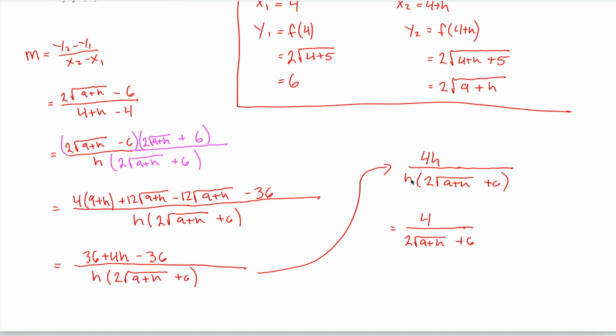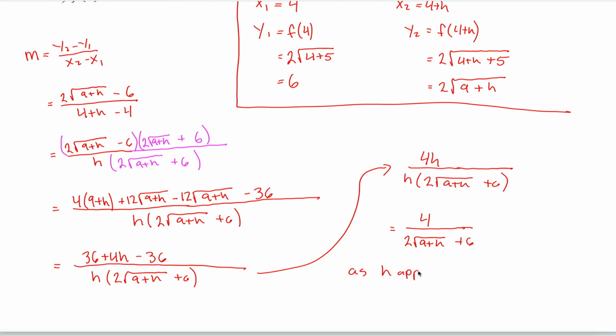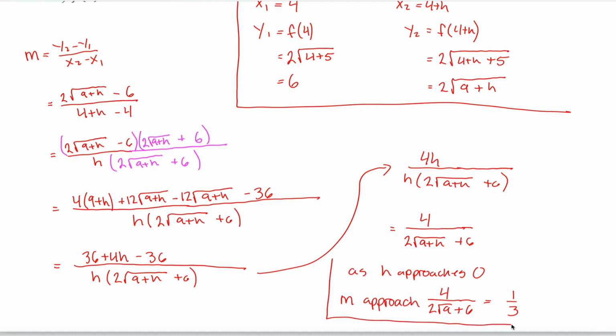If this h is still here, then when we try to change all the h's into zeros, we divide by 0 and we get stuck with an undefined output. But now that that h is gone, I can look at this and say, as h approaches 0, let's see what would happen to this slope. I would have 9 plus 0, which would just be 9, which I can then take the square root of. The square root of 9 is just 3. So m would approach 4 divided by 2 times the square root of 9, that 3, plus 6. 2 times 3 is 6, plus 6 more is 12. So I get 4 over 12, in other words, 1/3. As h approaches 0, m approaches 1/3.